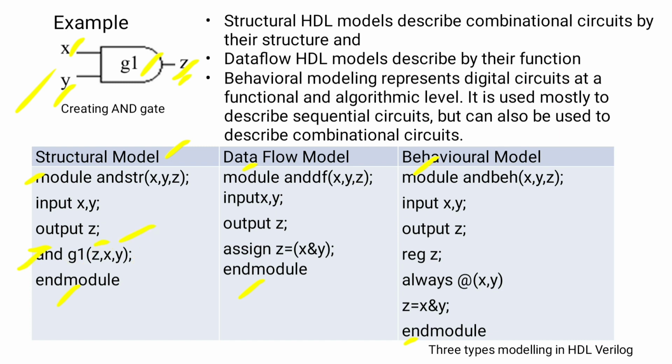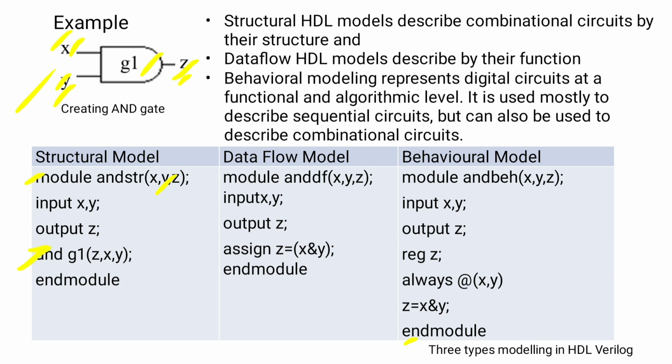So AND is the system primitive or predefined primitive. In this program, one AND gate is created whose name is G1, which takes X and Y as inputs and gives Z as output. This is the end of the program. It started from the reserved word module, then the name of the program is ANDSTR in brackets. In this list, the inputs and outputs can be written in any order.